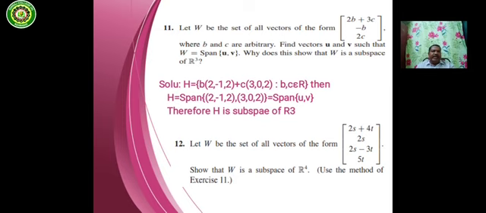So we say that it is span of u, v. So two vectors u, v exist. So we say that H, a span, is a subspace of R3. H is a subspace of R3.